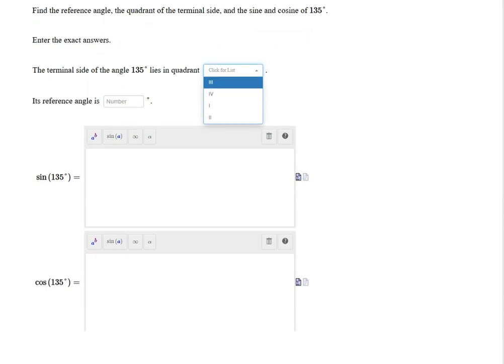What are we doing? Find the reference angle, the quadrant of the terminal side, and the sine and cosine of 135 degrees. Okay. All right, so here is my y-axis and my x-axis. And if we're doing a 135-degree angle, that starts along this axis and then rotates to 135 degrees, which would be right here-ish. And a total half turn is 180.